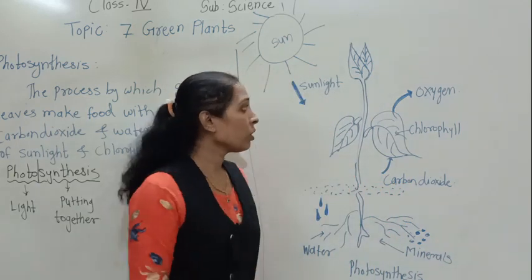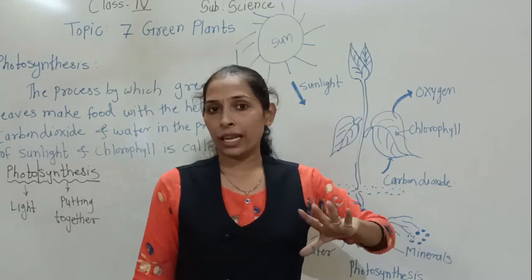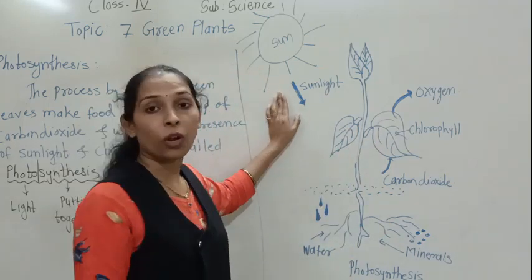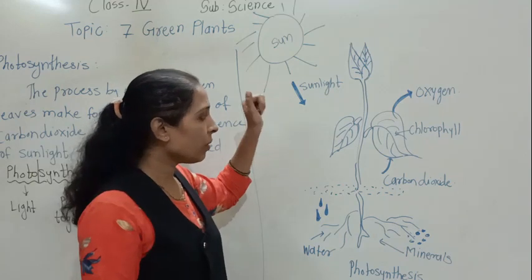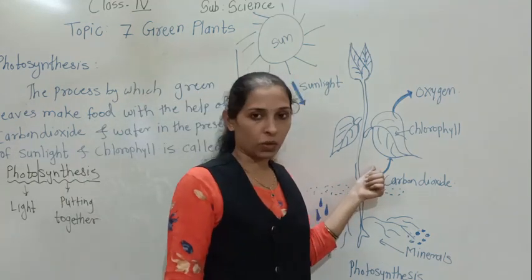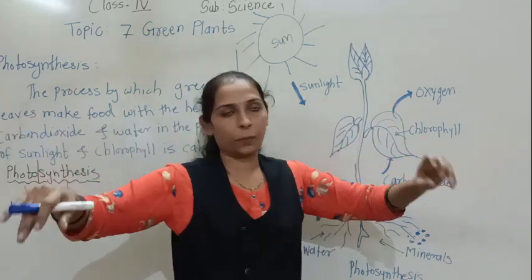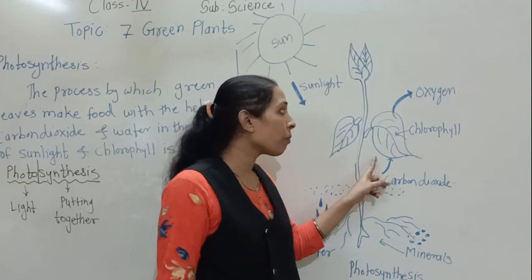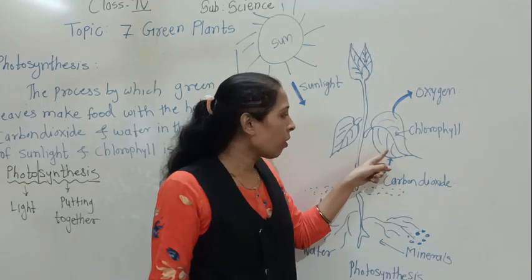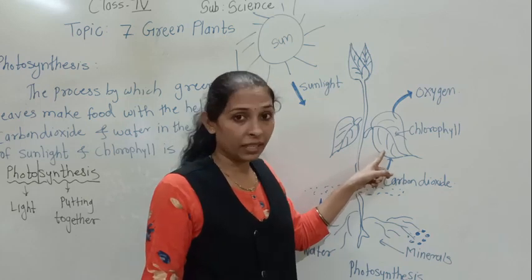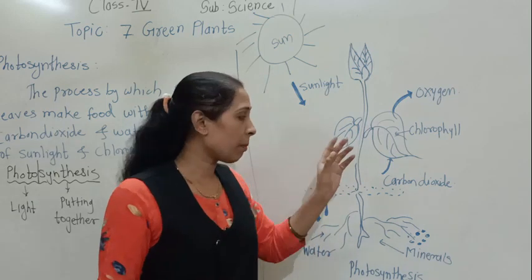For photosynthesis, plants require carbon dioxide and sunlight. The sunlight they receive from the sun. Next is the carbon dioxide, from the atmosphere. In the air there are many different gases. From the air, with the help of the stomata, the carbon dioxide gas goes inside the leaves. This is about carbon dioxide.